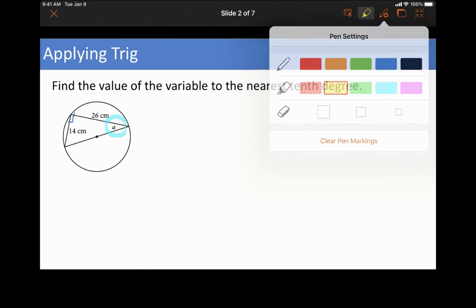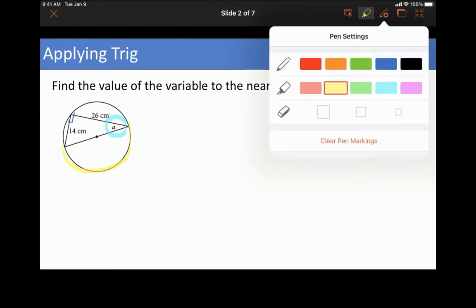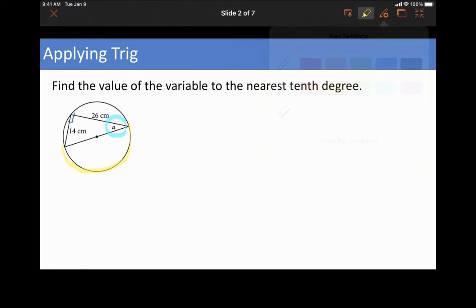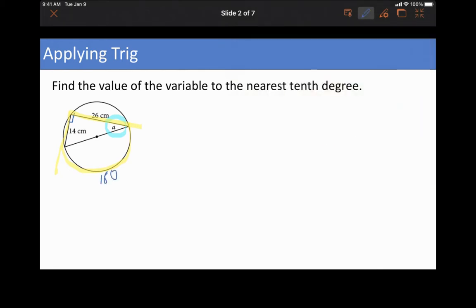Now, one way to see that is it is also an inscribed angle. And this is the intercepted arc, which goes from here to here. And here's the intercepted arc for that angle. The arc is 180 degrees, and an inscribed angle is half. Therefore, this is 90. So this is a right triangle. The moment you know it's a right triangle, you can use trigonometry.